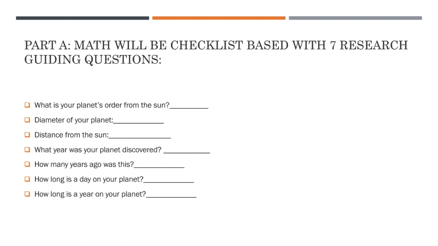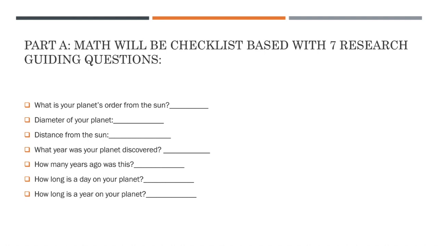So your questions are, what is your planet's order from the sun? The diameter of your planet. No, you don't have to go out into space and measure it yourself. Search the internet. Distance from the sun. No, you don't have to walk from the sun to your planet because you'd be doing it for the rest of your life and you'd probably die in space. Okay, so research. Like I said, research.